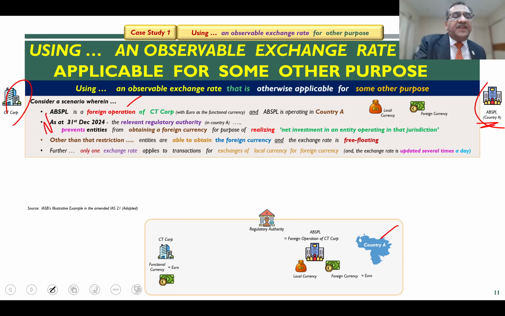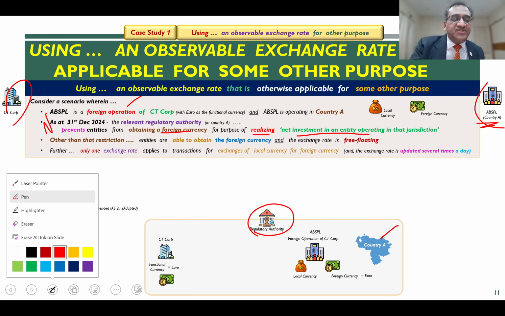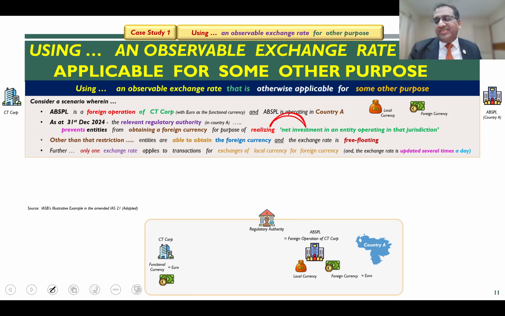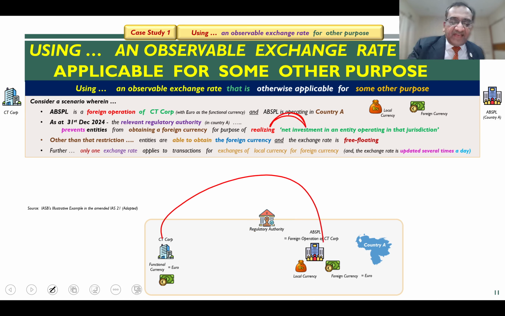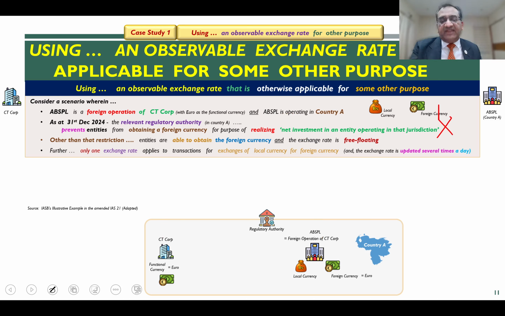Now, as of 31st of December 2024, the relevant authority in country A prevents entities from obtaining a foreign currency for the purpose of realizing net investment in an entity operating in that jurisdiction. We have seen in the last video that when you are translating the financial statement of your branch or a foreign operation into your head office's books, the purpose is realization of the net investment in the entity. Now for that purpose, in this case study, exchangeability doesn't exist because that is not permitted.